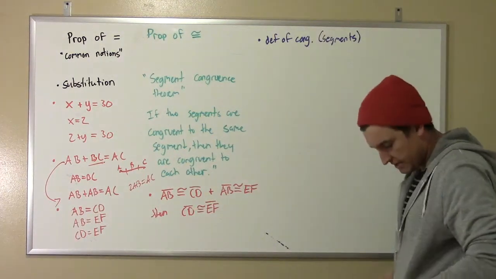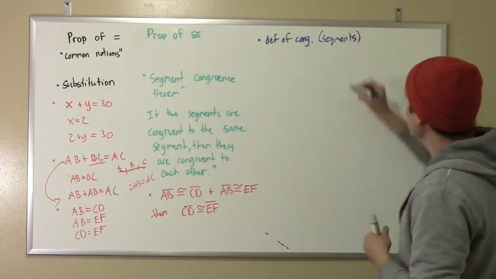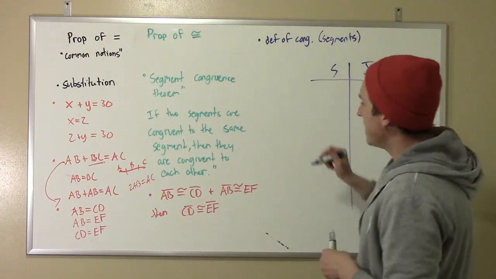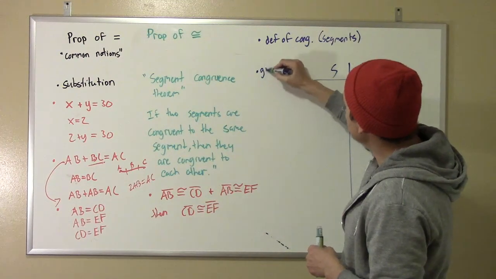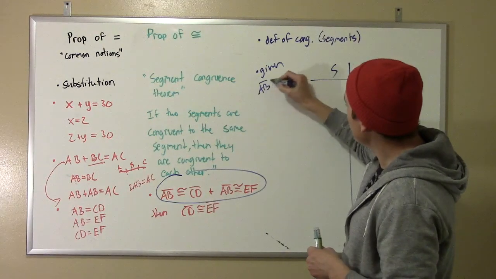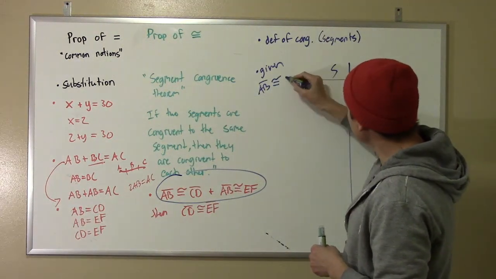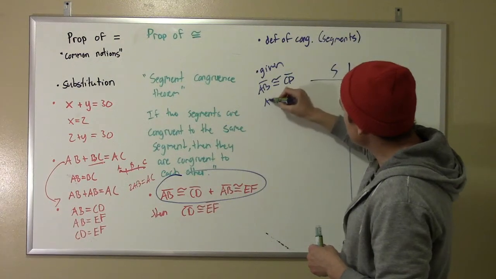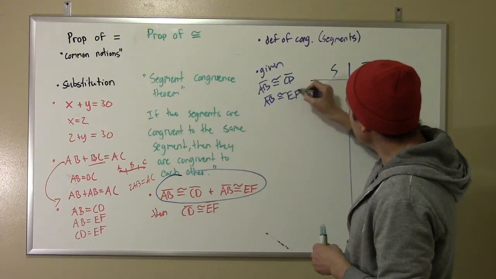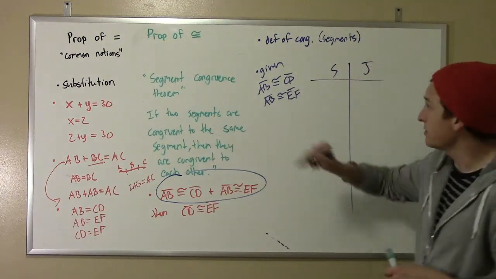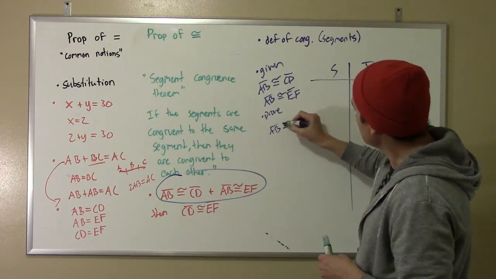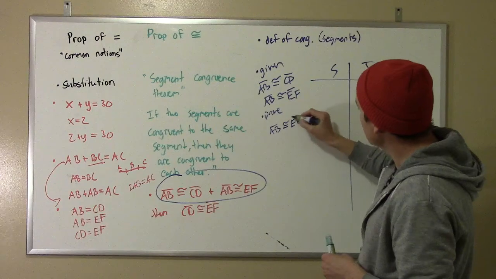So we're going to jump over here to our proof area, add our little 2-column guy, statements and justifications. Our given statement is just going to be this piece, right? So given, we have some segment congruent to a second segment, and that same segment congruent to a third segment. And we want to show that the second segment and the third segment are congruent to each other. We want to show that CD has got to be congruent to EF.